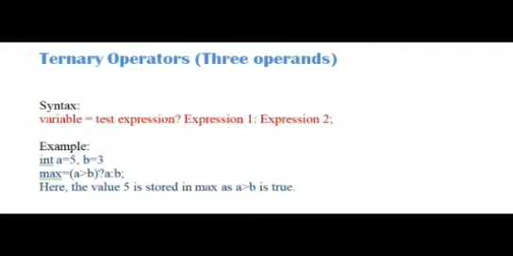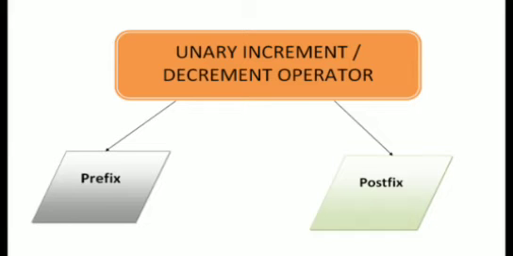For example, a is equal to 5, b is equal to 3, max is equal to a > b ? a : b. Here the value 5 is stored in max as a greater than b is true. So that's all about the operators explained in detail. Now we will see the unary increment and decrement operator, how it is working in expressions.